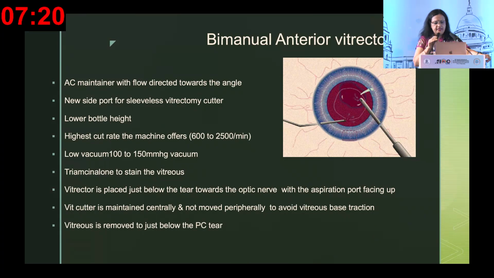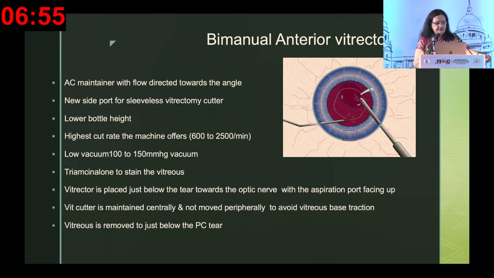The next thing you do, once you have found out there is vitreous, is convert into bimanual anterior vitrectomy. Don't go ahead with your coaxial. So AC maintainer with the flow directed towards the angle, new side port for sleeveless vitrectomy cutters, lower the bottle height, and most importantly use the highest cut rate the machine offers. Suction has to be low, your vacuum has to be low, but the cutting rate has to be high. And use triamcinolone to stain the vitreous.